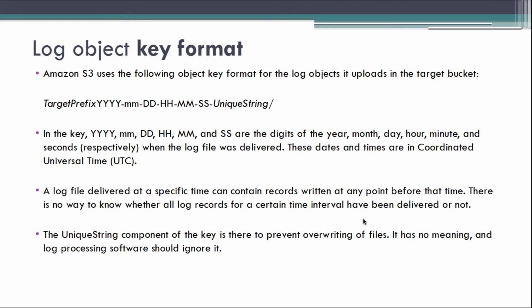The unique string component of the key is there to prevent overwriting of files. It has no meaning and log processing software should ignore it. So this is the unique string. It is only for uniqueness, for the identification of each key of each object. It is only for preventing your files from being overwritten. So it is meaningless, there only for uniqueness, and your processing software can ignore that.